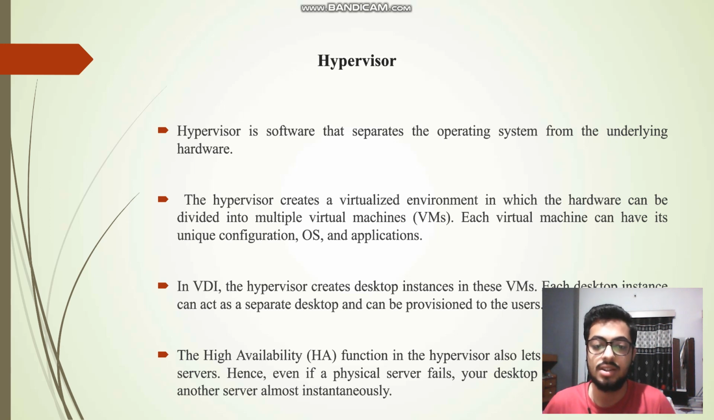In VDI, the hypervisor creates desktop instances in the virtual machines. Each desktop instance can act as a separate desktop and can be provisioned to the users. The high availability function in the hypervisor also lets it connect to multiple servers. Hence, even if a physical server fails, your desktop instance is moved to another server almost instantly.